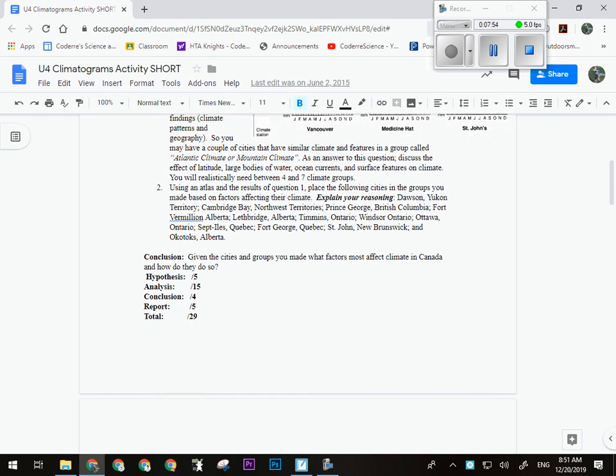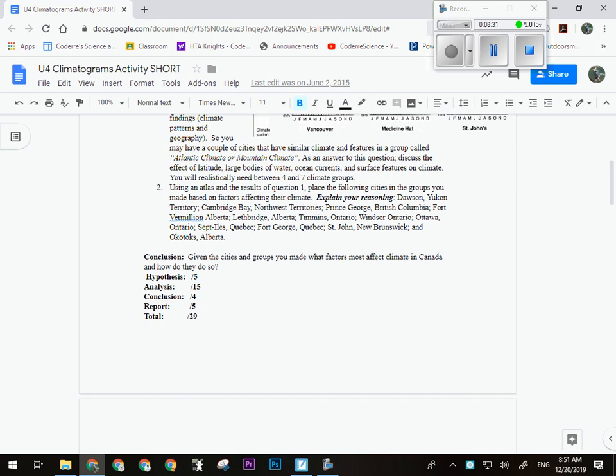So now you've got your groups, and you've got explanations for those groups. Now I want you to look up with your group the cities listed here. So Dawson, Yukon; Cambridge Bay, Northwest Territories; Prince George, British Columbia; Fort Vermilion, Alberta; Lethbridge, Alberta; Timmins, Ontario; Windsor, Ontario; Ottawa, Ontario; Sept-Îles, Quebec; Fort George, Quebec; Saint John, New Brunswick; and Okotoks, Alberta. I want you to put them in one of the groups you've already made, explaining why you think they go there.